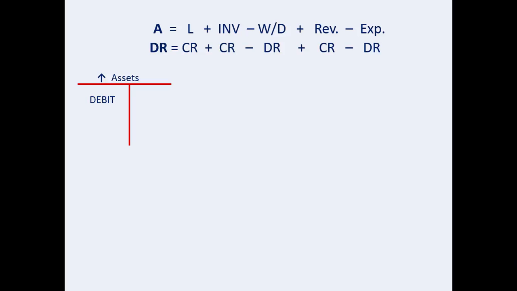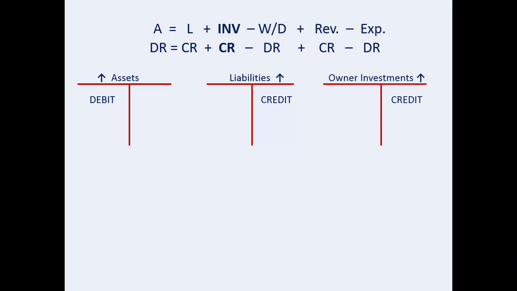An asset, normal balance, is a debit. That's how I increase it. A liability, how do I increase it? With a credit. Owner's investment will increase with a credit. Owner's withdrawals will increase with a debit.